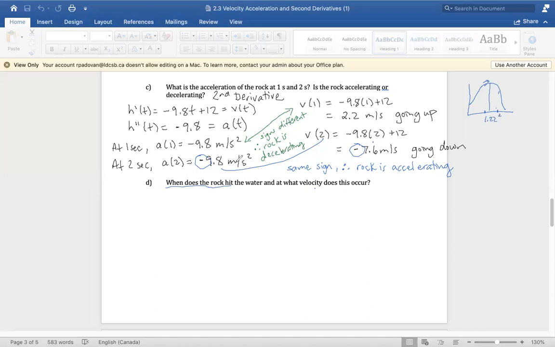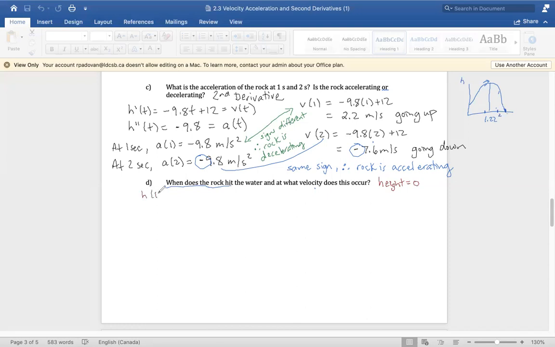So when does the rock hit the water? When the rock hits the water, it's going to have a height of 0. So let's just write that down. Let's change our colors so we know we're on a different question. So therefore, the height equals 0. So if the height equals 0, again, I need my height formula. That's going to be my original formula.